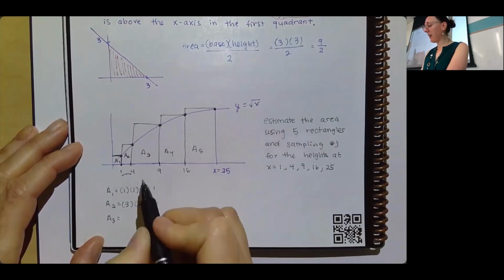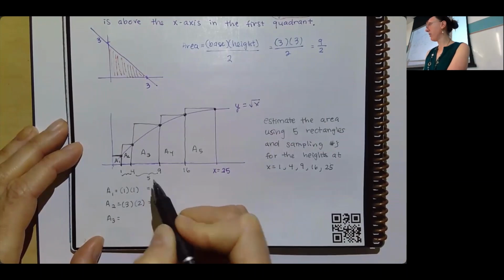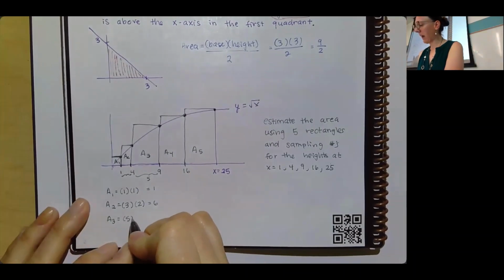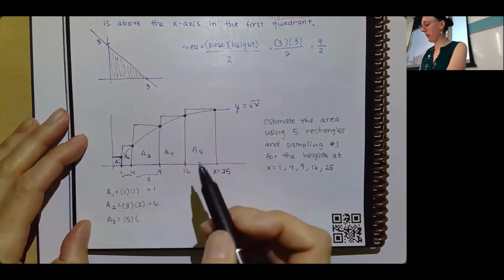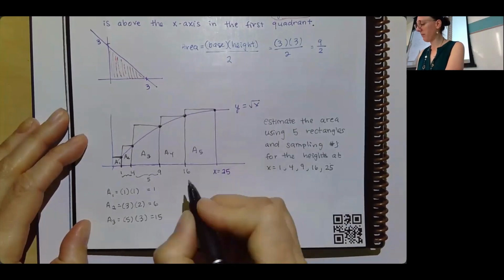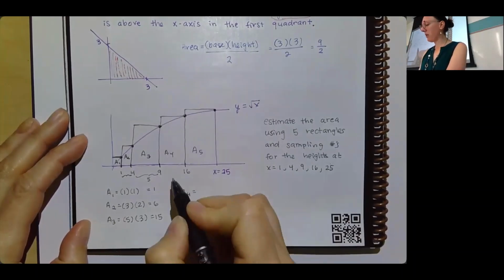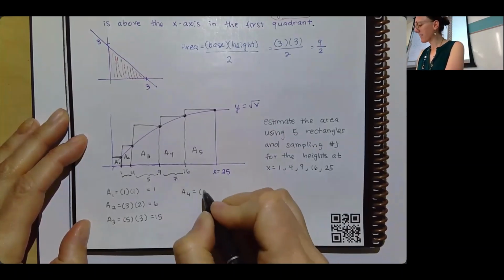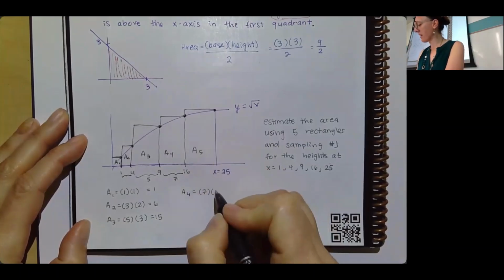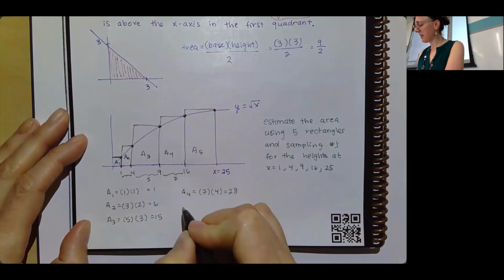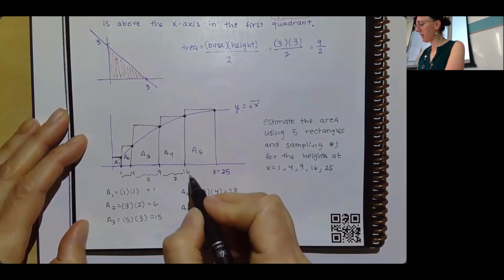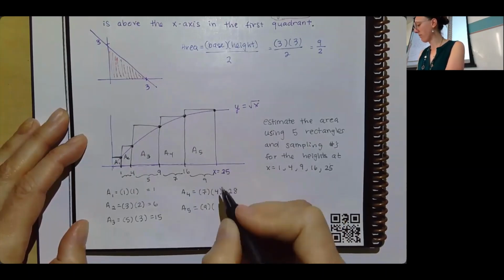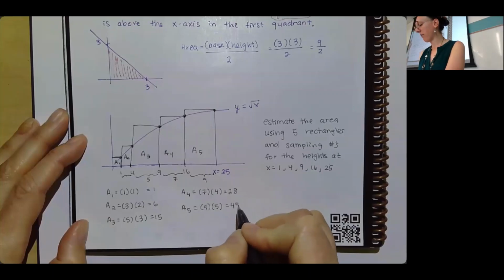For my third area, that base is 5, because that's the distance between 4 and 9. So my base is 5. And the height I'm going to get by looking at the square root of 9, which is 3. So that one's 15. My fourth rectangle, 9 to 16, that looks like 7. So my base is 7, and my height is going to be the square root of 16, or 4. That looks like 28. And for my fifth rectangle, that base is 9. And that height I'm going to get by the square root of 25, which is 5. 9 times 5 is 45.